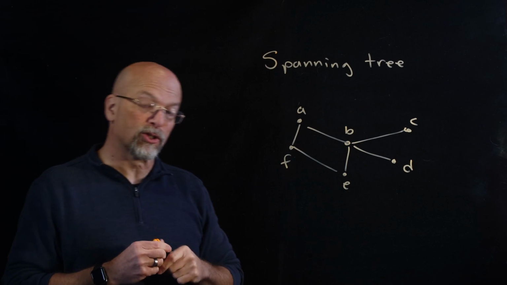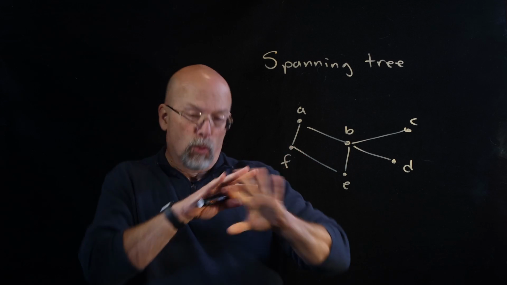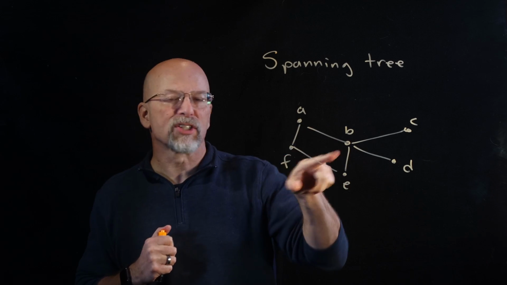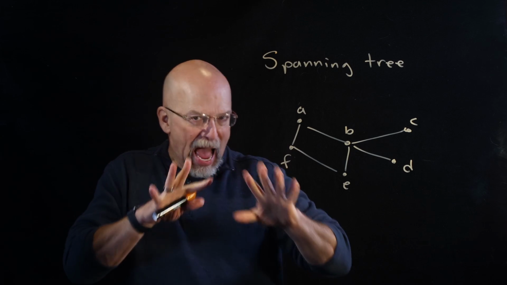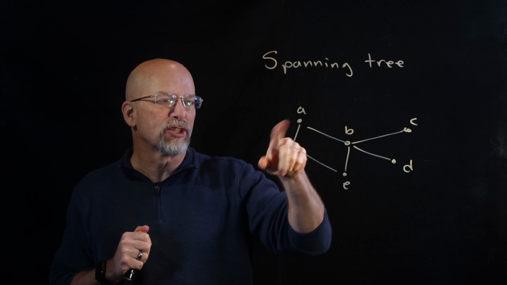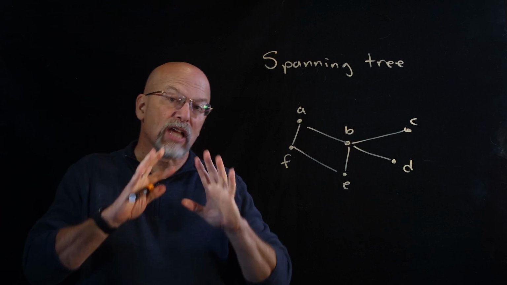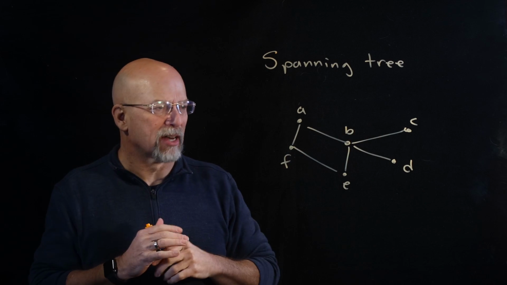Now, this is not a tree. We know it's not a tree because, well, it is connected, and that is one of the requirements of a tree, but we have a cycle here. The tree has to have one fewer edge than it has vertices. I have 1, 2, 3, 4, 5, 6 edges. I have 6 vertices. This is not a tree.